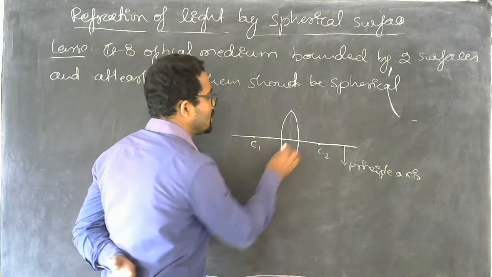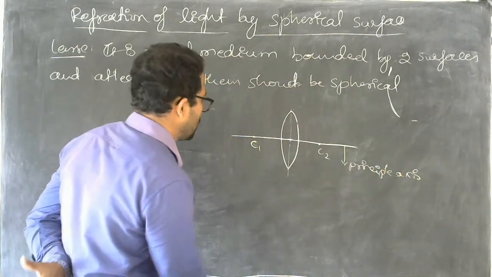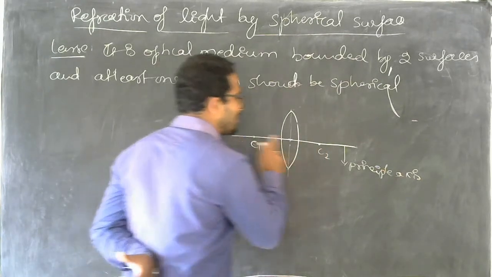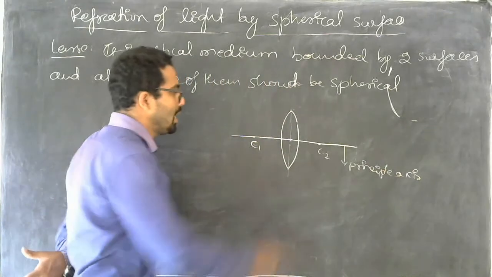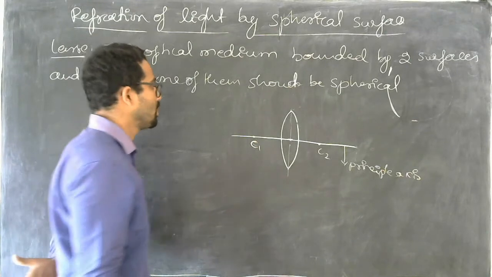So the distance from... let us learn it later. So this is a center of curvature. This is also a center of curvature. This axis is called the principal axis, and the center of this lens is called the optic center.